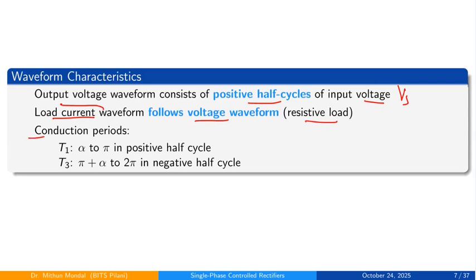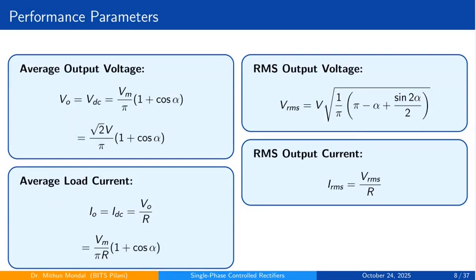The conduction period for thyristor T1 will be from alpha to pi in the positive half cycle, and from alpha plus pi to 2 pi in the negative half cycle, where the thyristor T3 is in conduction. The performance parameter for the average output voltage V0, which is the DC voltage, is given by Vm by pi times (1 plus cos alpha).